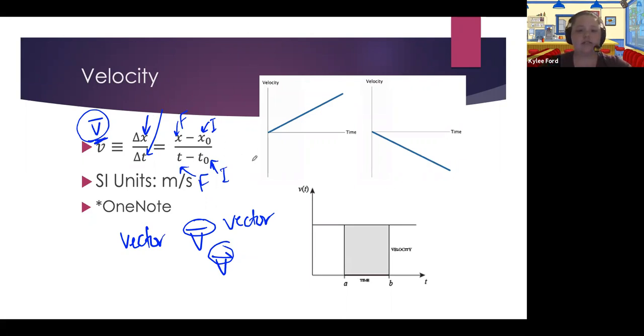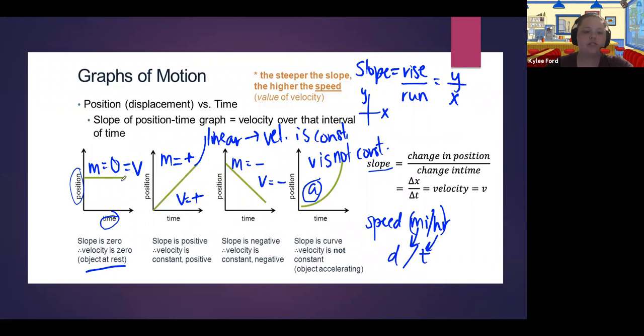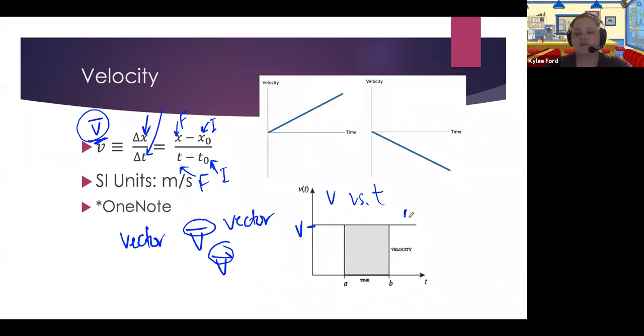So let's see here. I do have a couple of graphs here that I wanted to talk about, just like I did in the last slides for displacement. All of these are velocity versus time graphs. In this first one down here, you can see that we have a straight line at some v, just like we had before in our position graph. We had our slope equals 0. So we have that again here, our slope equals 0.